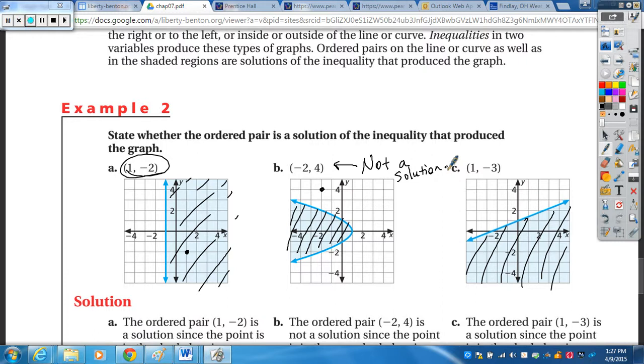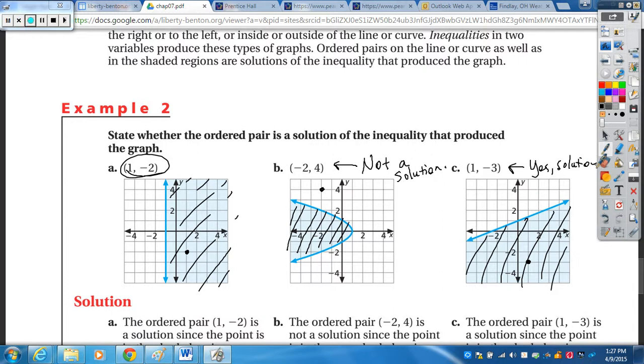Hopefully you got that right. Letter C, 1, negative 3. If I graph that, over 1, down 1, 2, 3. That point is within the shaded region, so yes, this is a solution. So again, those first two, pretty simple.